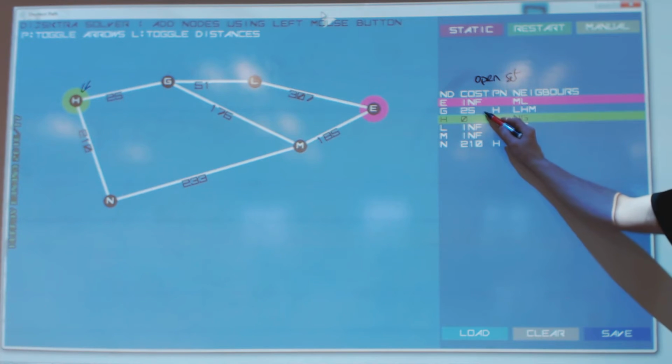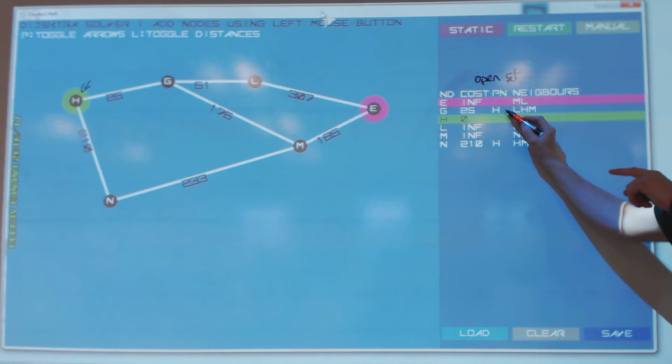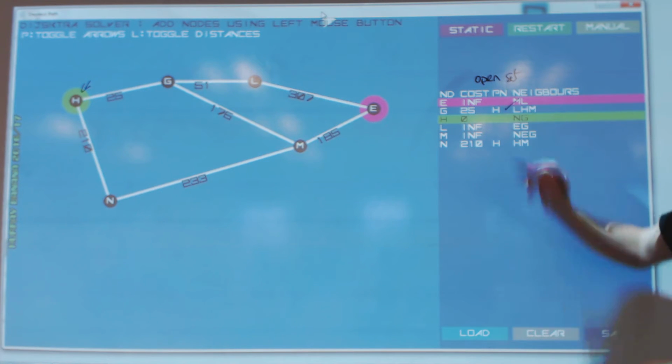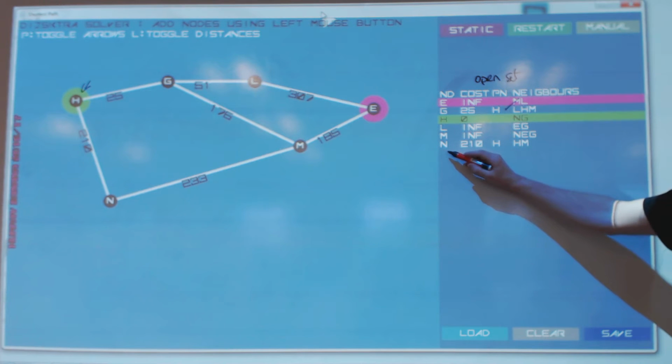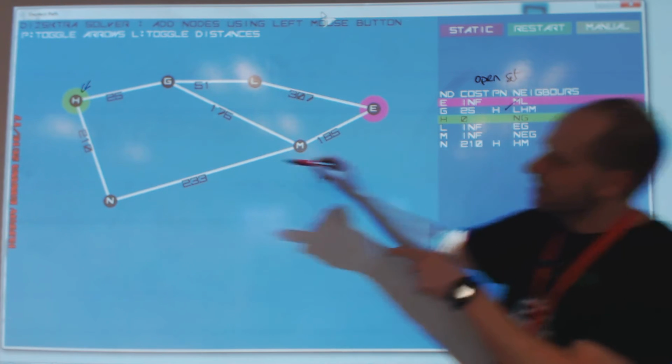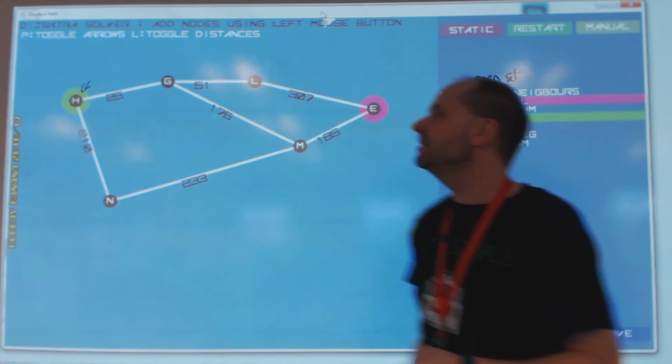So we mark that down and we put the parent down. That was travelling from H. That's important so that we can work the route back when we get to the end. Let's have a look at N. So N is 210 from H.